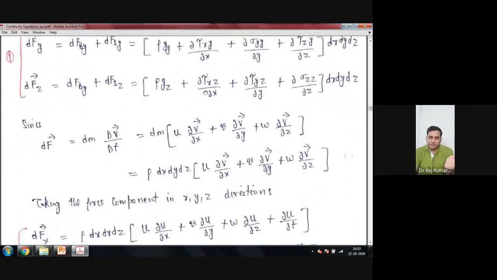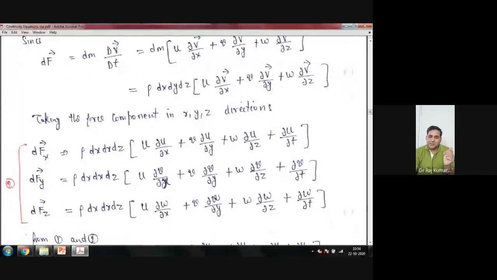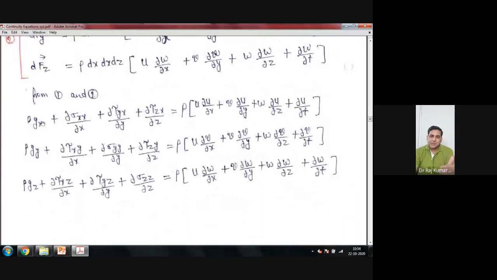So what you have here first is that this is your force, mass into acceleration. So you wrote the acceleration in terms of velocity. This is your left side. On the right side you have this one. I want to show where this is coming from. So on the right side you have these components: rho gx, del sigma xx upon del x, del tau yx upon del y.